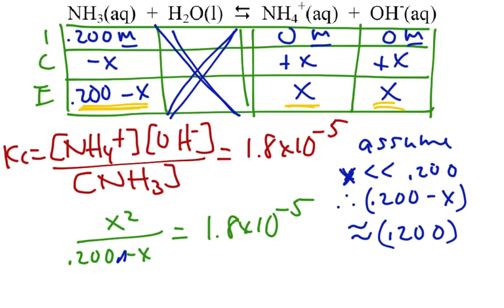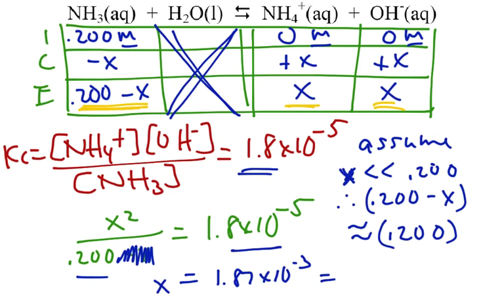Now that changes our equation down here quite a bit. So now we can say, let's ignore this. Let's pretend that that x is basically 0. So x squared over 0.2 equals 1.8 times 10 to the minus 5. Multiply both sides by 0.2, and then take the square root, and we get a value for x. That value comes out to be 1.87 times 10 to the negative 3. We only have 2 significant figures, so we would call that 1.9 times 10 to the minus 3.